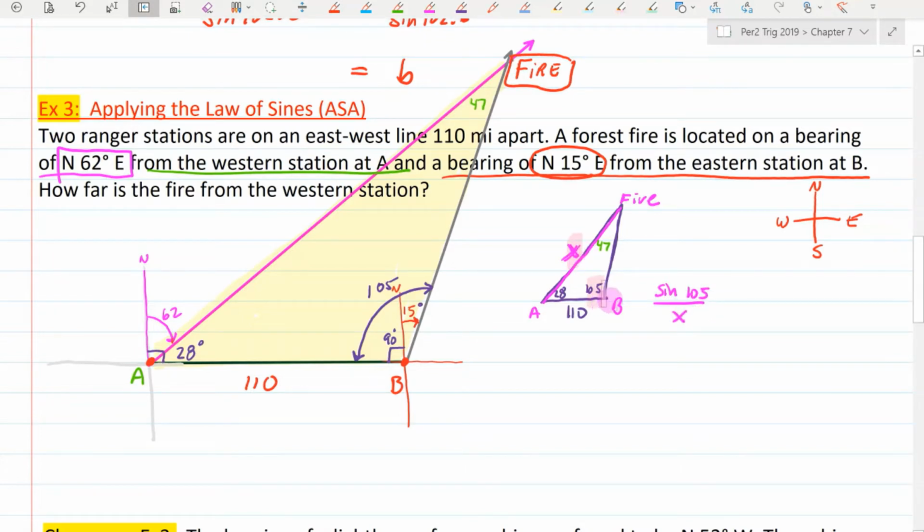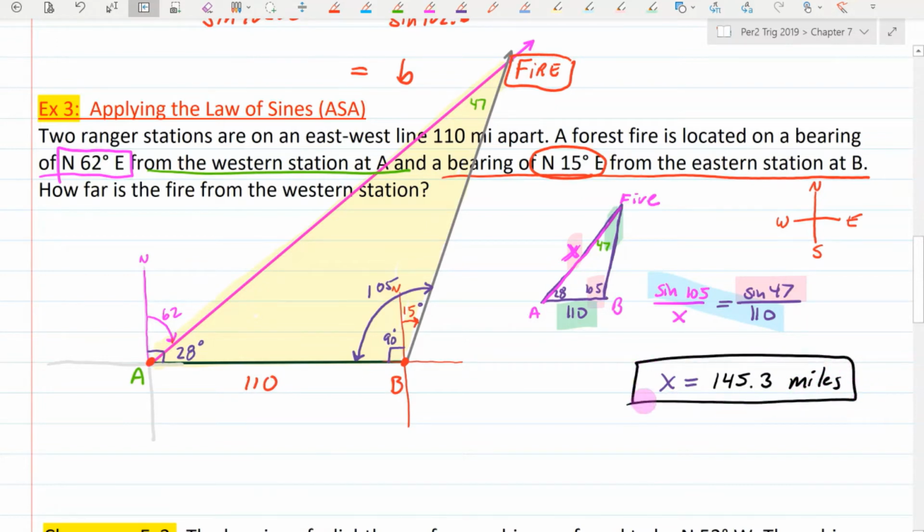And then we have to do sine of 47 over 110. If you cross multiply here, you multiply these two together, divide by that one, you will get X is equal to 145.3 miles. That's how far the fire is from the Western Station.